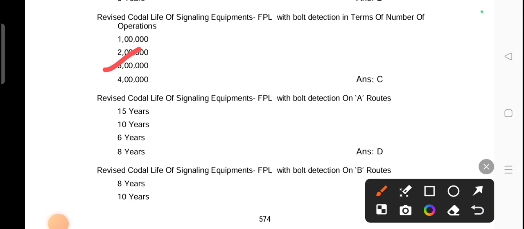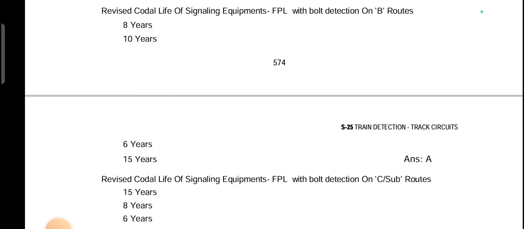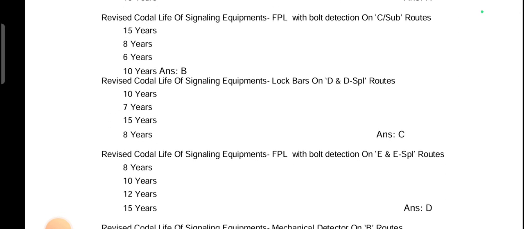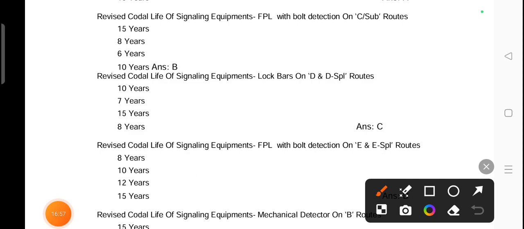3 lakh operations. Next, revised total life of signaling equipments, FPL with bolt detection on A routes, 8 years. Next, revised total life of signaling equipments, FPL with bolt detection on B routes, 8 years. Next, revised total life of signaling equipments, FPL with bolt detection on C or sub routes, 8 years. Next, revised total life of signaling equipment, lock bars on D and D special routes, 15 years.